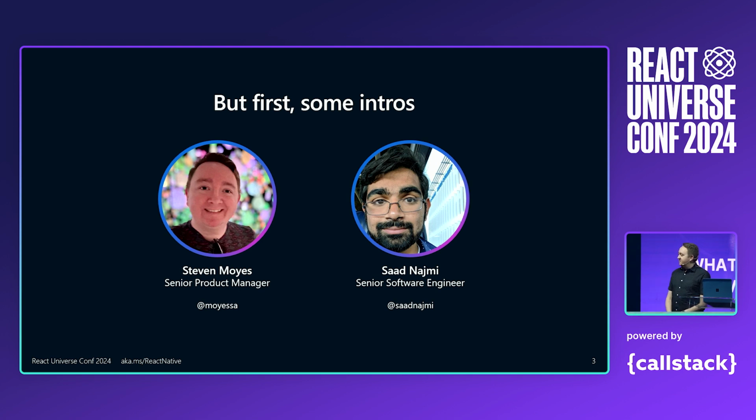Again, my name is Stephen Moyes. I'm a senior product manager at Microsoft. I've been working in the native platform space for many, many years, the native Windows platform space. I primarily work on the React Native for Windows side of the house, and I'm joined today by Saad. Hey. Yeah, my name is Saad. I'm a senior software engineer. I work on Office for Mac and iOS. I mostly work on React Native macOS, and we're excited to show you what we've been working on.